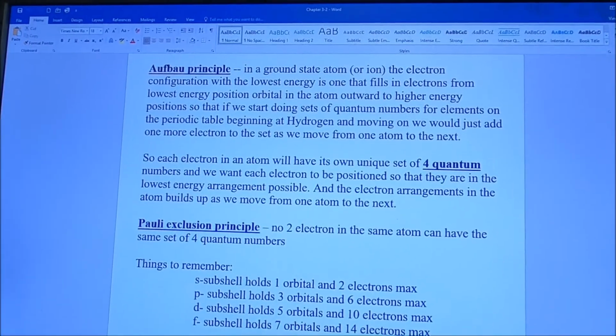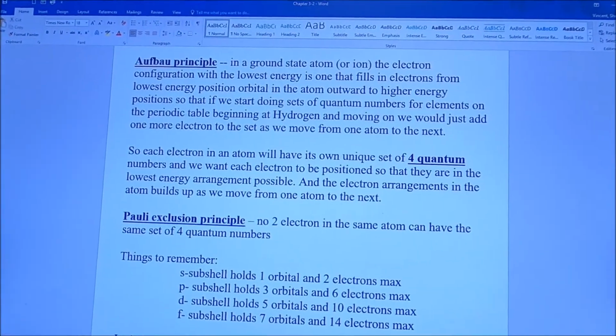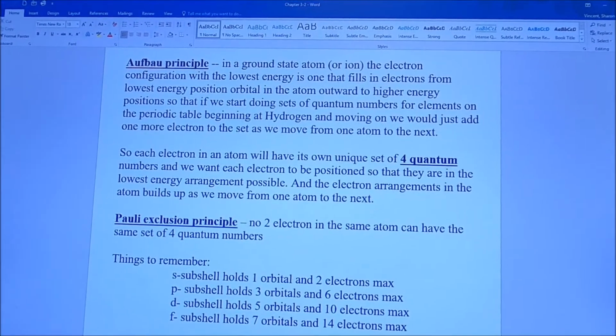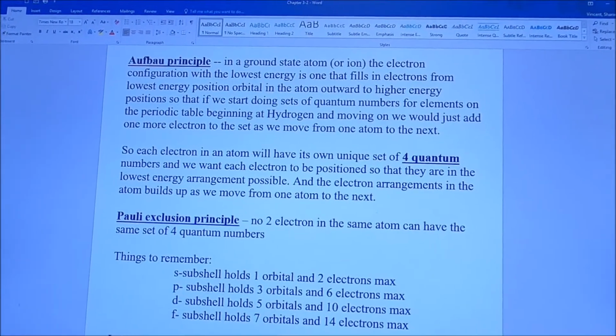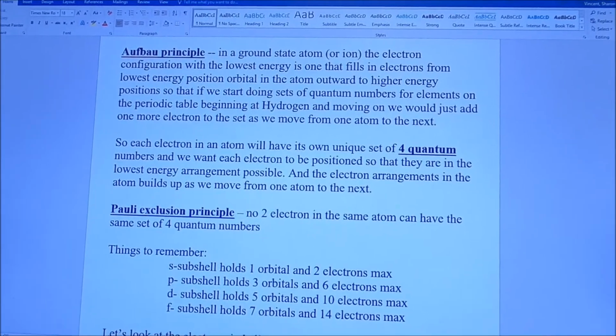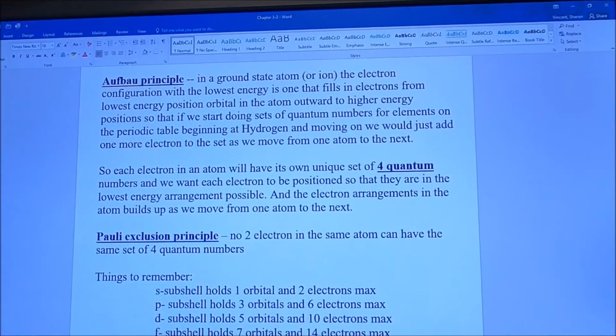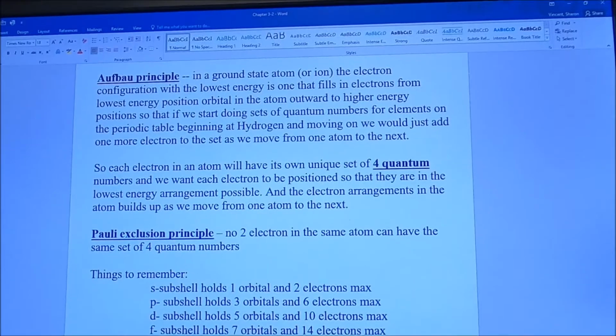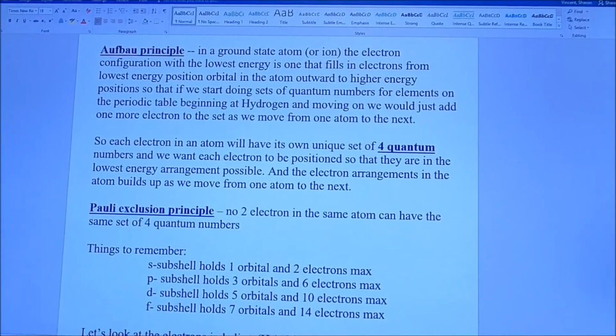To the next highest energy position available. Aufbau says we fill essentially from the bottom up, and we just move to the next energy position available as we move on.